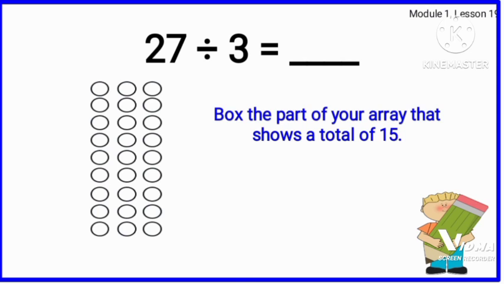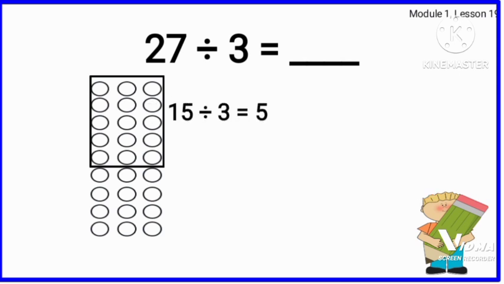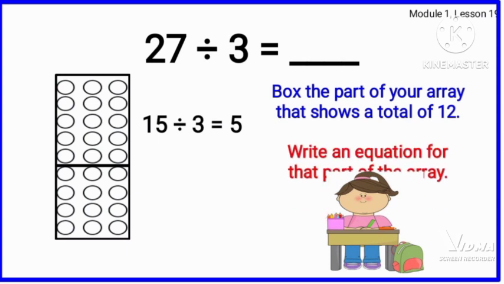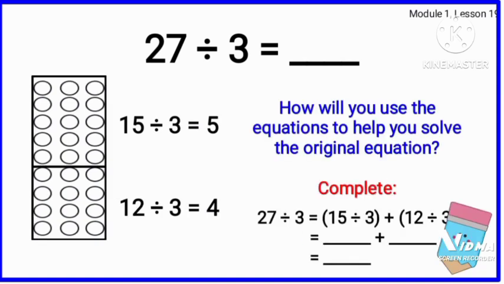27 divided by 3 is the array you're seeing. Box the part of your array that shows a total of 15. Can you write an equation for the boxed portion to the right of the array? 15 divided by 3 equals 5. Now box the part of the array that shows a total of 12. Write an equation to represent that part. 12 divided by 3 equals 4. So 27 divided by 3 equals 5 plus 4, which is 9. Very simple, is it not?